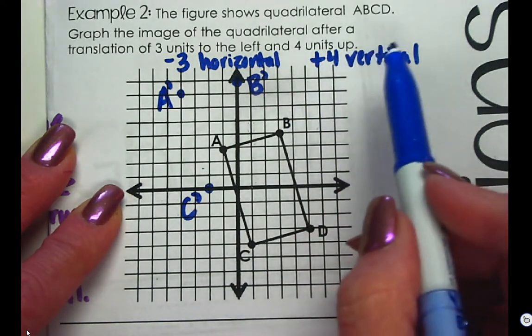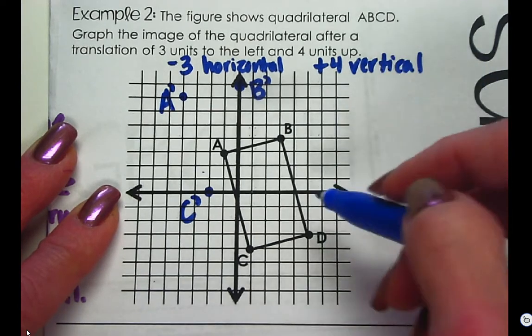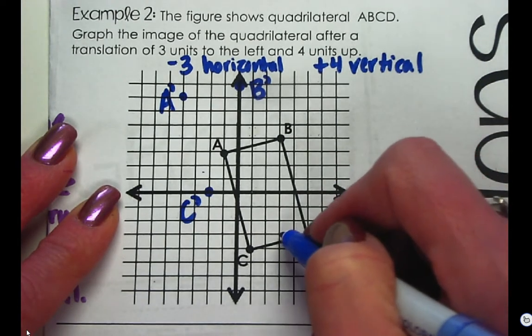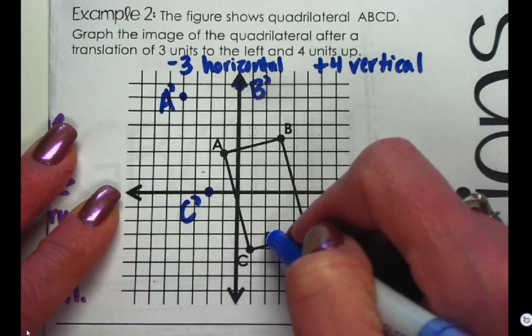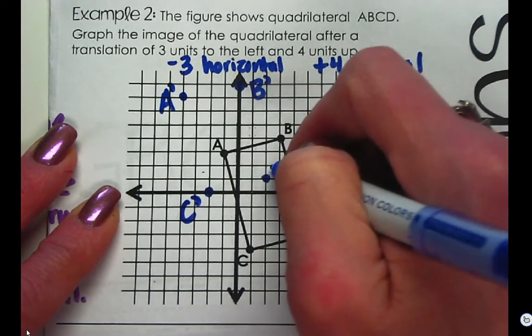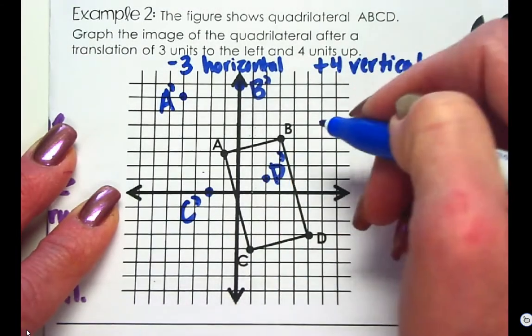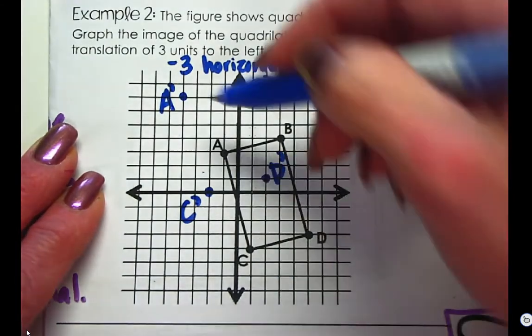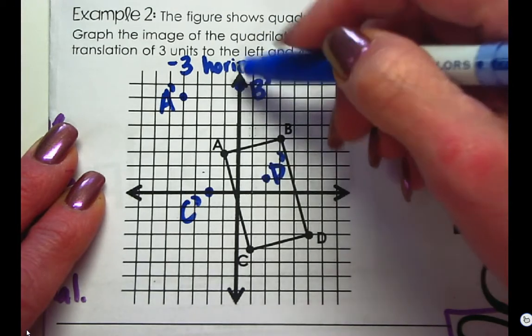And then finally my D, I'm going to go 3 horizontal: 1, 2, 3. And I'm going to go 4 vertical: 1, 2, 3, 4. And you can see that the new shape actually overlaps the original. And that's okay. That's going to happen. Then we connect our points.